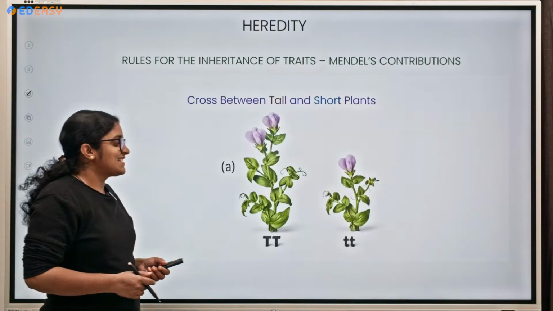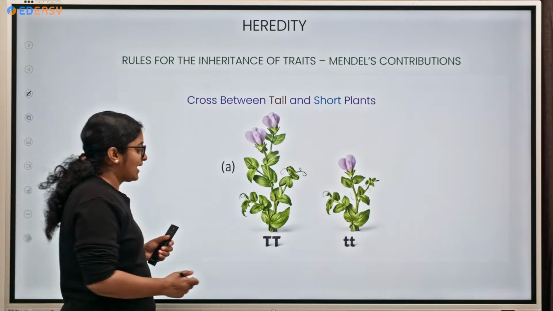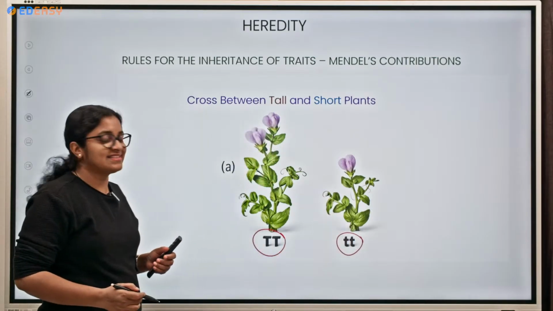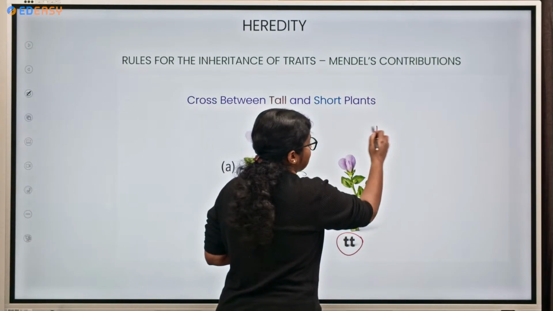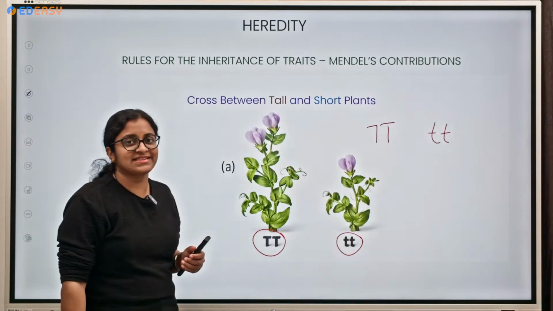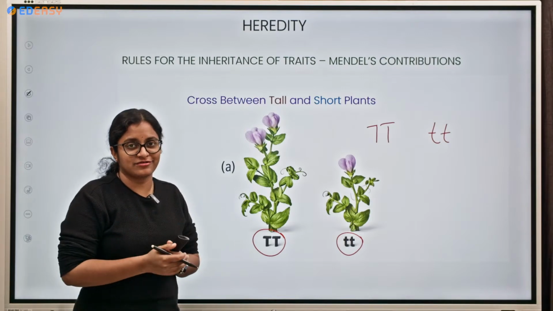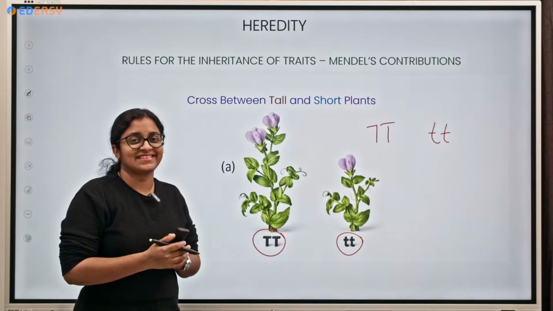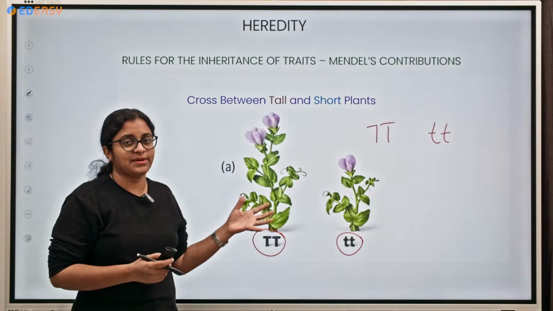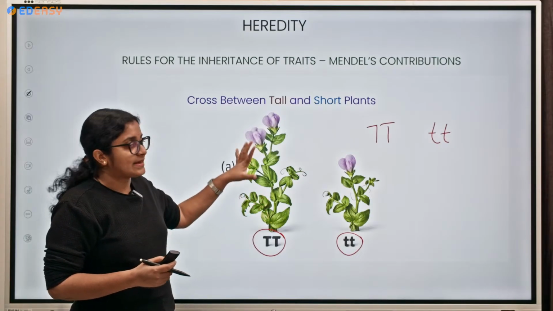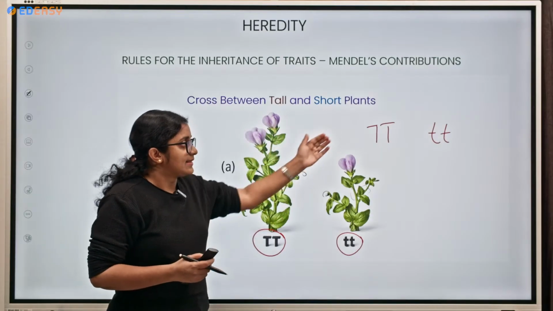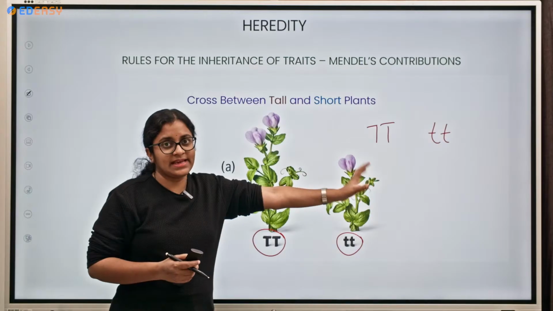Let me tell you. Okay, so there is a cross between a tall plant and a short plant. Let's represent the tallness and the shortness by these genes. So we have the capital T and the small t. We know that during the formation of the gametes, the chromosome number gets reduced to half. Yes, that we have seen in the concept of meiosis. Now let's take the example of the short plants and the tall plants and their crossing, the capital T, the small t.